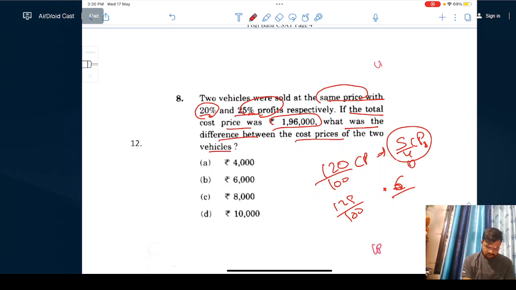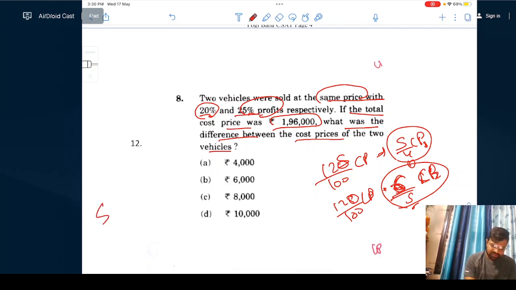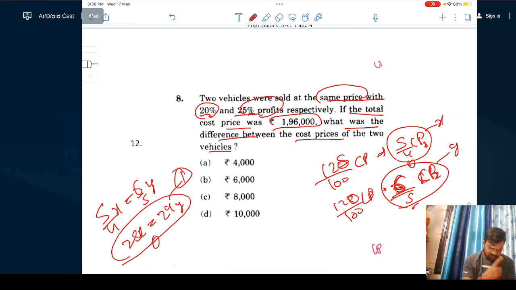So this is 5 by 4, this is 125 by 100, which will become 6 by 5 for CP2. These are the two selling prices, and these are the same. Let us suppose the first CP is X and the second is Y. So 5 by 4 of X is equal to 6 by 5 of Y. This gives 25X is equal to 24Y. This is your first equation.